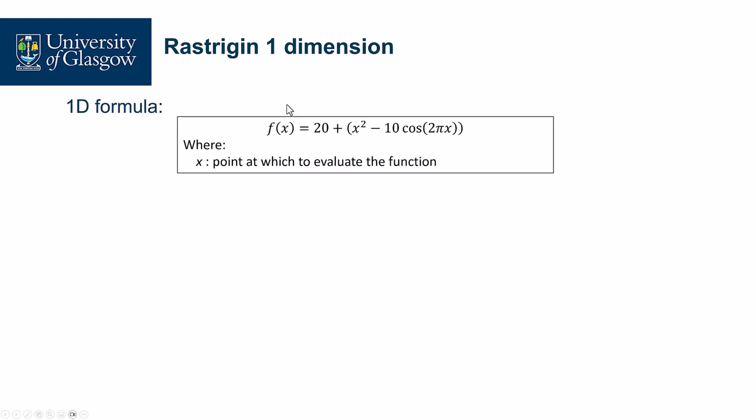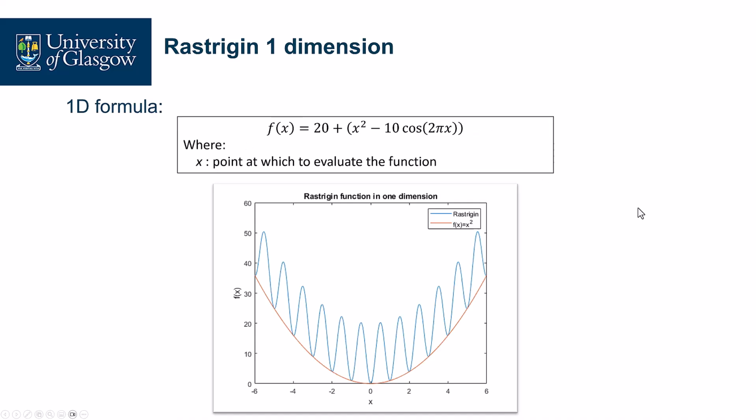Now we can see the Rastrigin function. First we see the one-dimensional one. This is the formula. I don't read it. We can draw it. This one is f(x) equals x to the power of 2 plus the cosine term. This is the Rastrigin function. We can see there are many peaks, a rugged landscape, right?